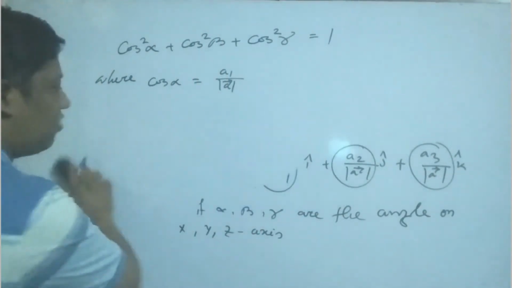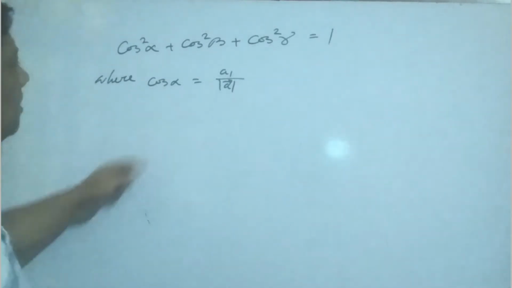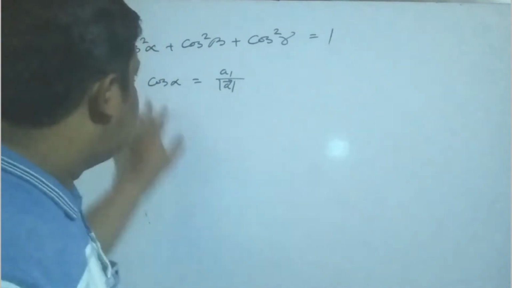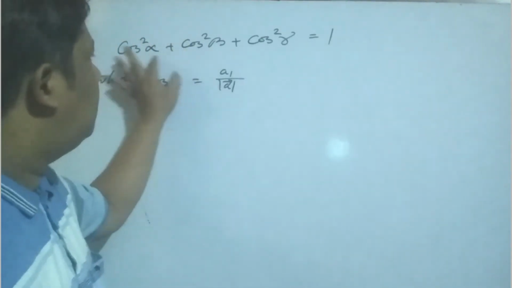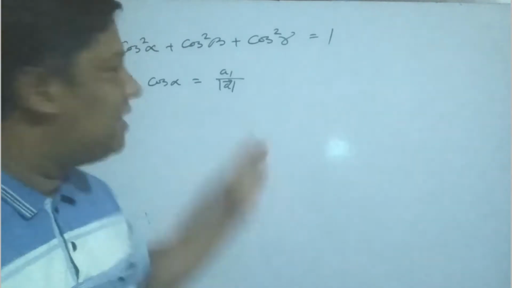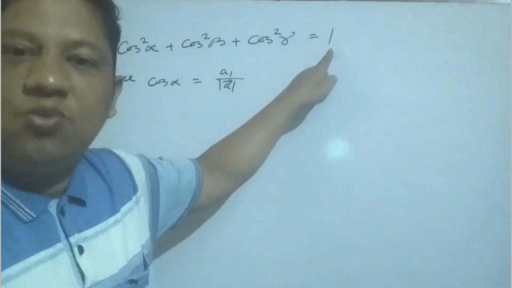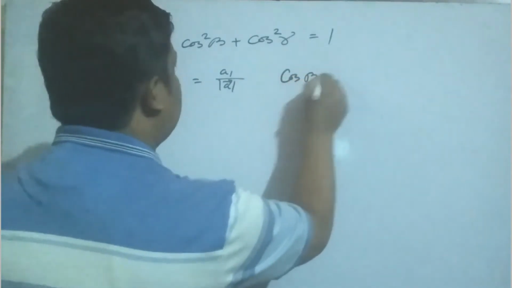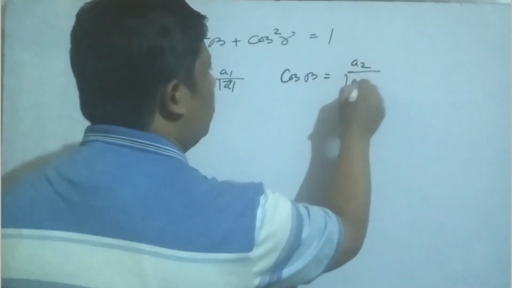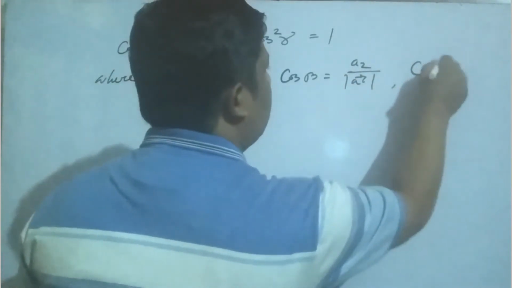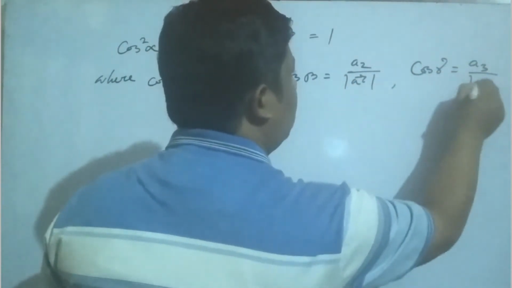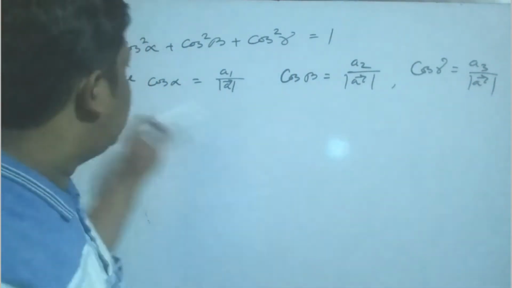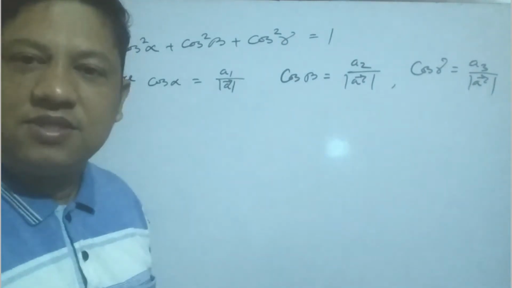So my students, if you want to find the direction cosine, it is cos alpha. If the angle is given, then you can use this one. Otherwise, the relation between the three direction cosines is given by this formula equal to 1. So using this, cos beta equal to a2 upon magnitude of A, and cos gamma equal to A3 upon magnitude of A. So using this, you can find the direction cosine and components of the vectors.